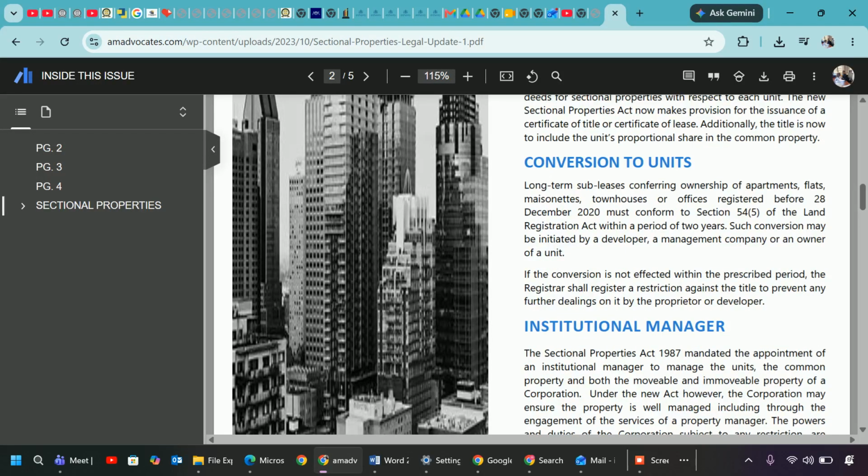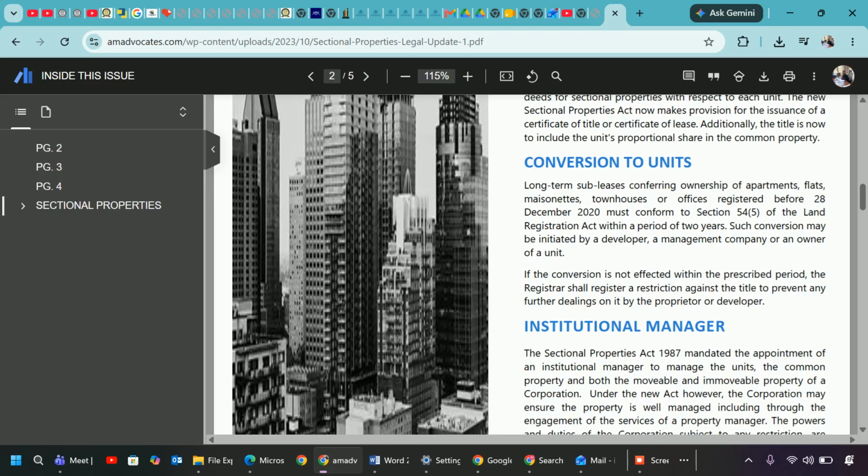Then you go to the conversion to units. Long-term subleases conferring ownership of apartments, flats, mansionettes, townhouses or offices registered before 28th December 2020 must conform to Section 54(5) of the Land Registration Act within a period of 2 years. Such conversion may be initiated by a developer, a management company, or an owner of a unit. If the conversion is not effected within the prescribed period, the registrar shall register a restriction against the title to prevent any further dealings on it by the proprietor or developer.